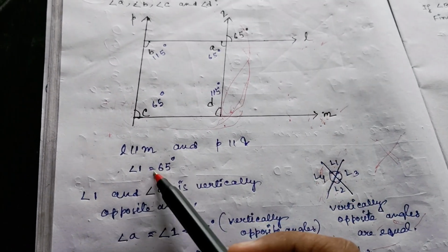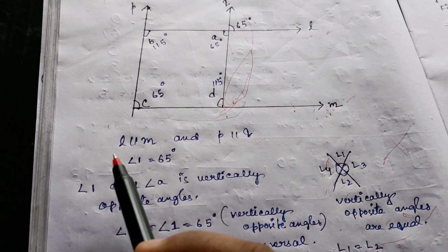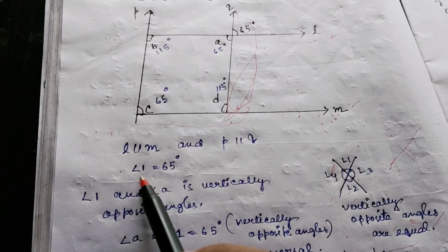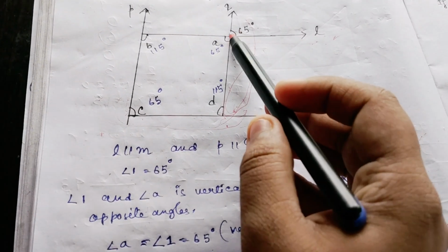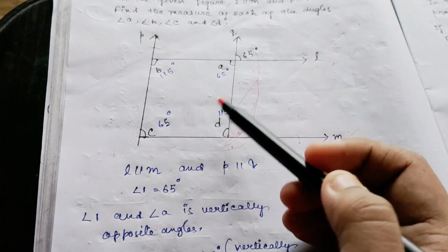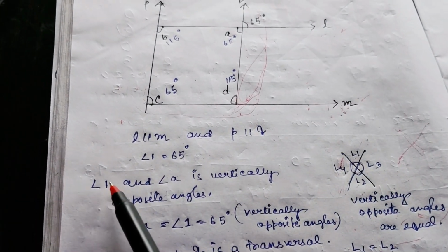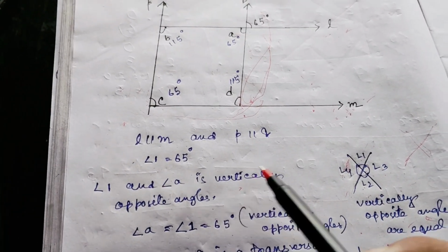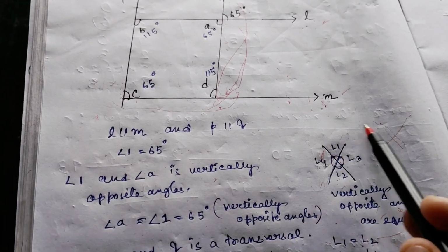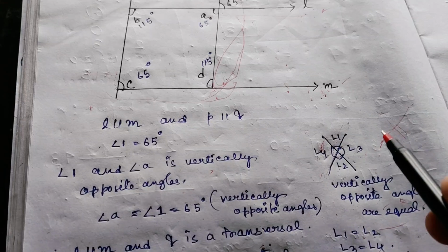Let the angle be 1. So I will write here angle 1 is equal to 65 degrees, which is this. Angle 1 and angle A are vertically opposite angles. How? Because here I draw some examples.